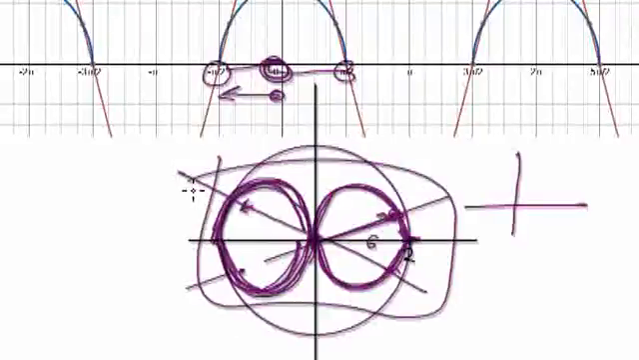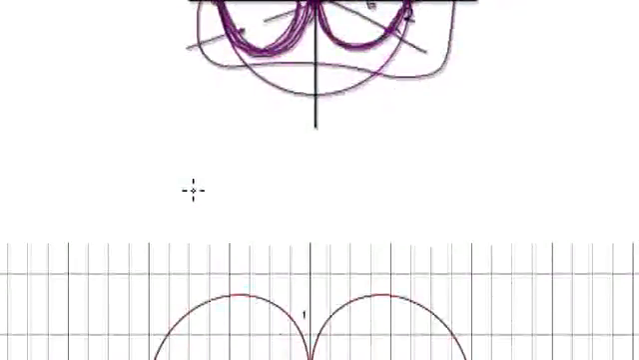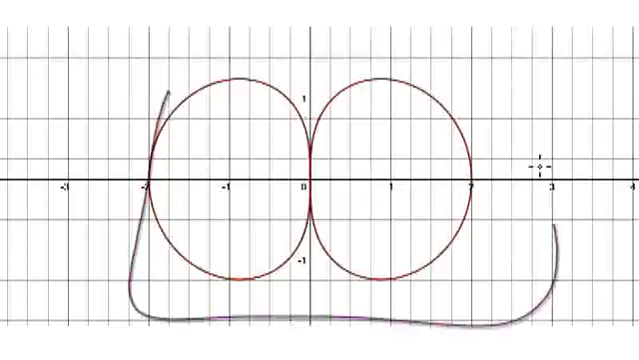So your graph will look something like this. If you get a graph plotter to plot it, it will give you something pretty like this. Okay?